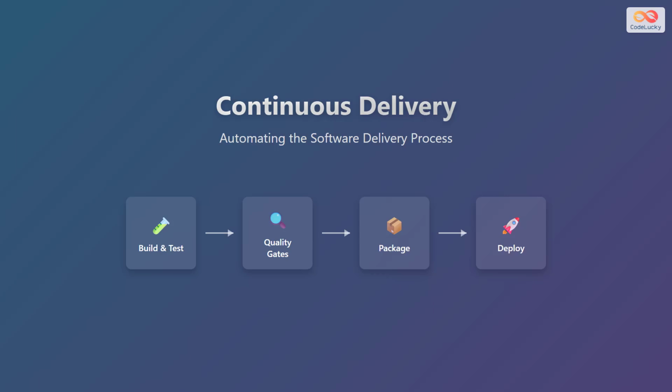Continuous delivery, automating the software delivery process. Continuous delivery is a software development practice where code changes are automatically built, tested, and prepared for a release to production. It aims to make software releases more frequent and reliable.